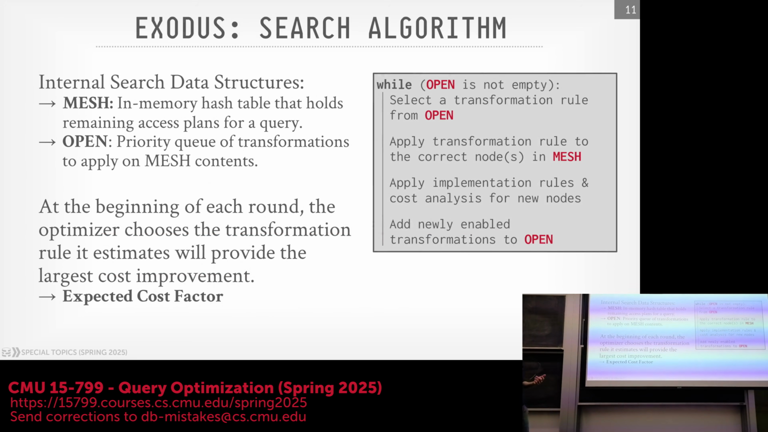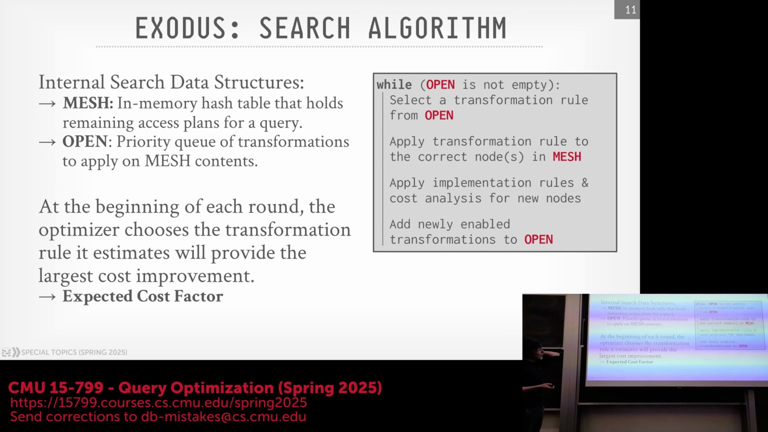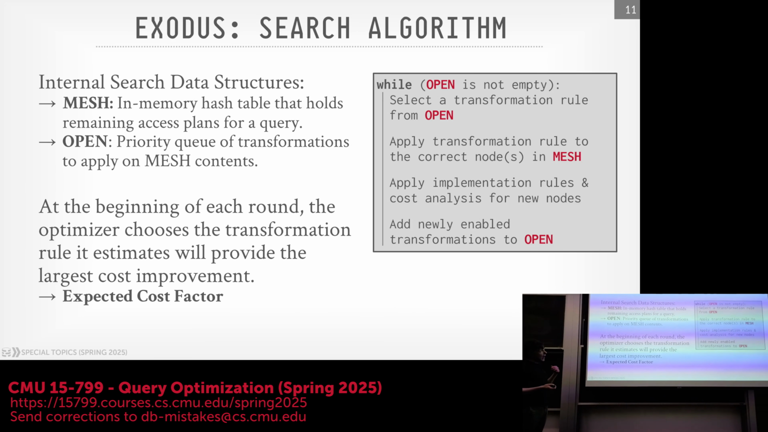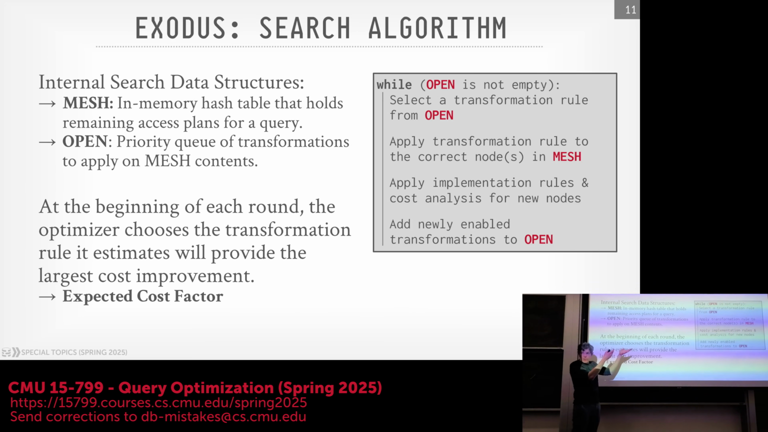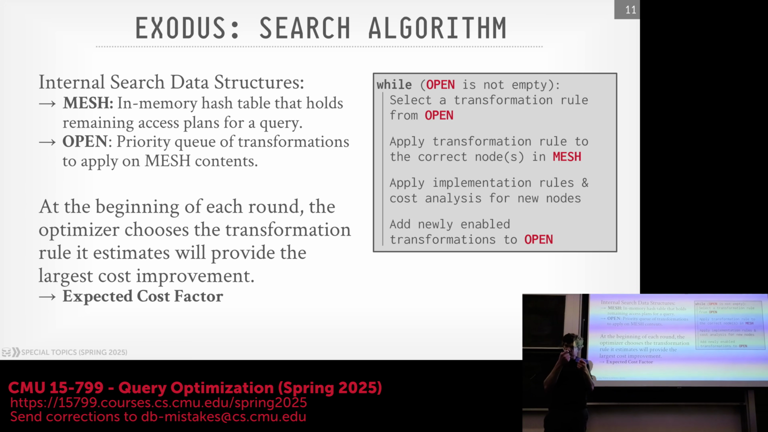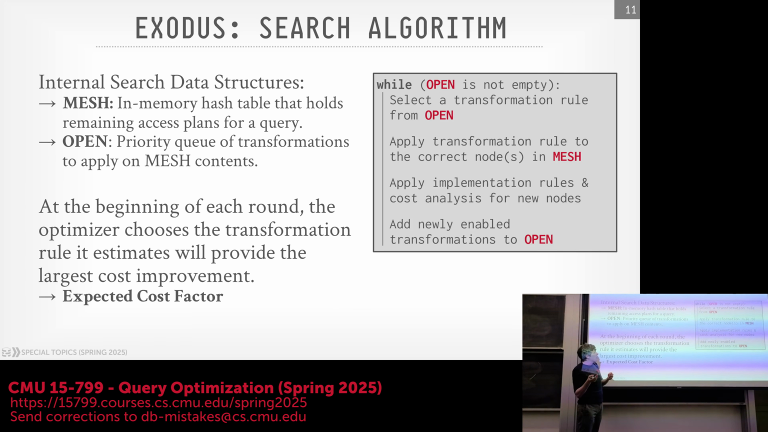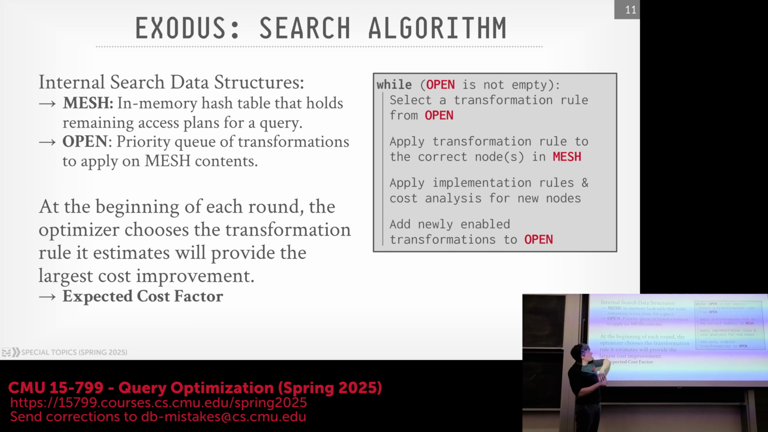All right, so the search algorithm is pretty straightforward in Exodus. The way they figure out the next rule to apply is basically re-implementing the runtime that would be in Prolog. They're just going to maintain a priority queue called open, a term from AI from the 1980s. This priority queue has all the transformations that it can apply next, as a list of references to the transformations that live in a structure called the mesh.